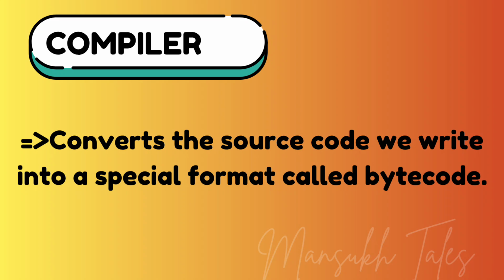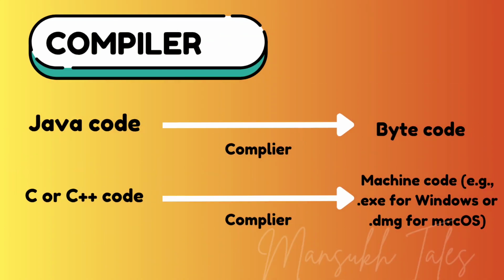The Java compiler that comes with the JDK converts the source code we write into a special format called bytecode. If you have worked with C or C++, you know that a compiler converts the source code into a machine-understandable code or machine code that can be directly understood by the underlying operating system. In case of Windows, it's a .exe, and in case of Mac, it's a .dmg file.